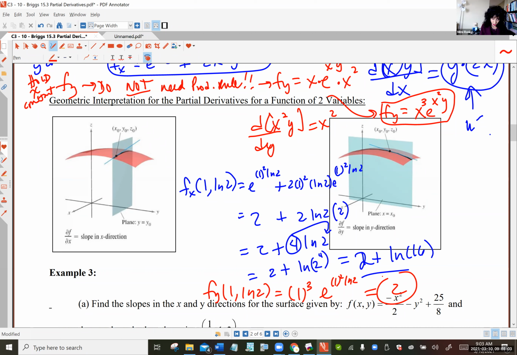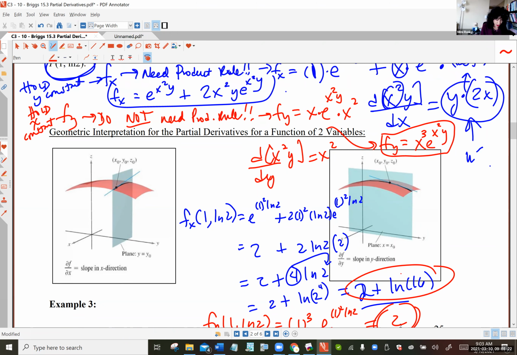Now, what about these derivative values that we got? So back in Calc 1, you know that when you found a derivative and you evaluated it at a point, it gave you the slope of the tangent line to that point. So we have a similar geometric interpretation here in Calc 3, thank God. So here's the geometric interpretation.